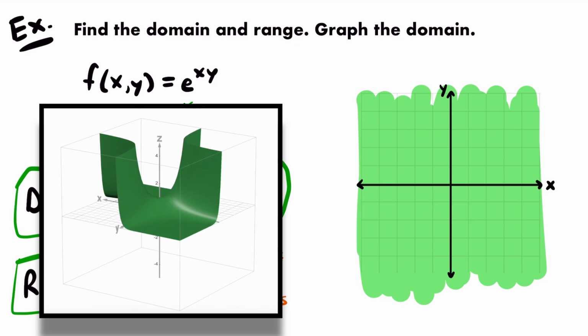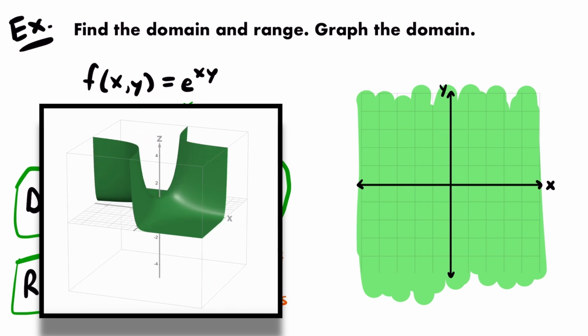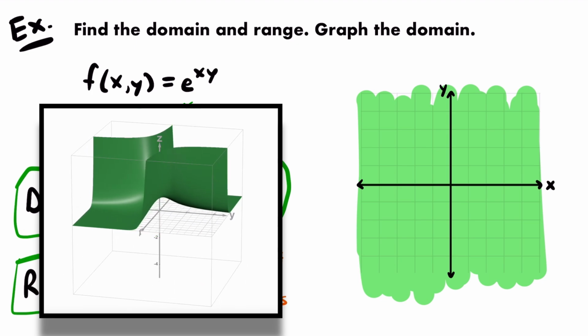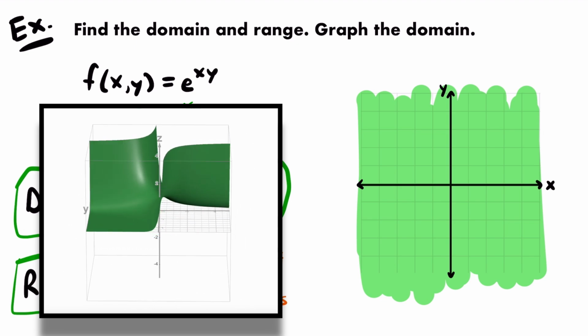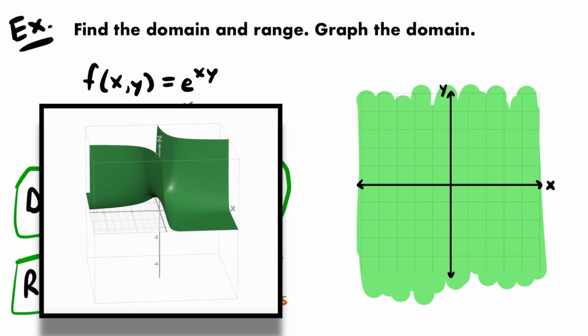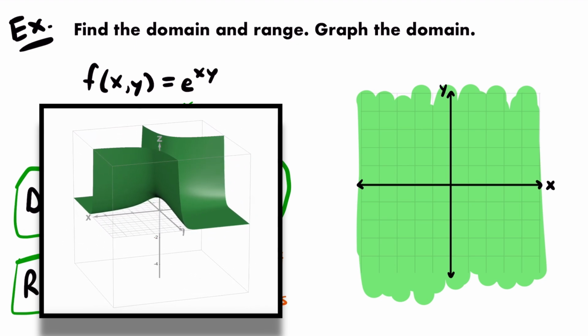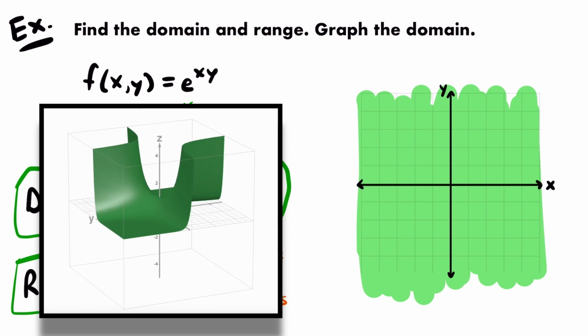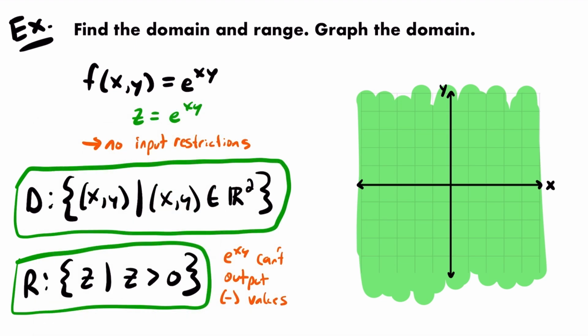And also, while the surface is on the screen here, notice that the surface never goes below the xy plane, right? All of the z values are positive, which is exactly what we found for the range. We said that our range was only for z values greater than 0. And so the surface here never touches the xy plane, and it also never goes below it. So hopefully you can see that our answers make sense. Okay, but with that, that is it for this example. Let's take a look at another one.